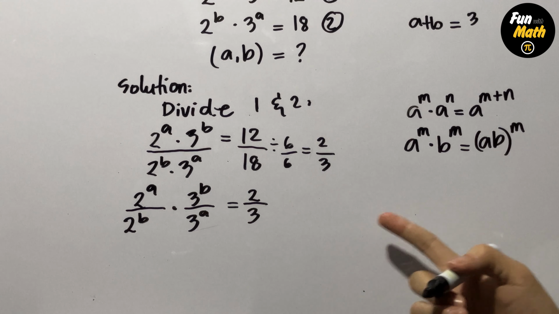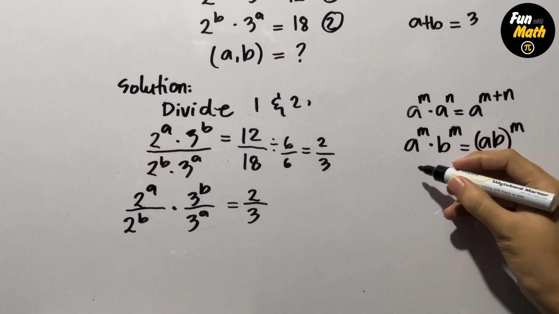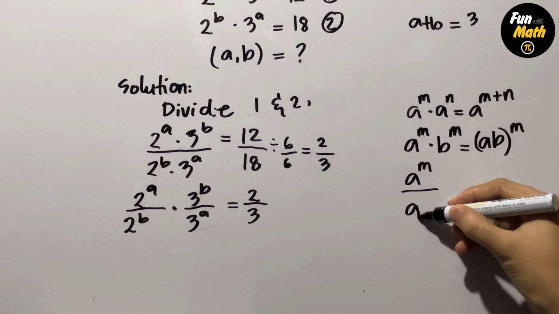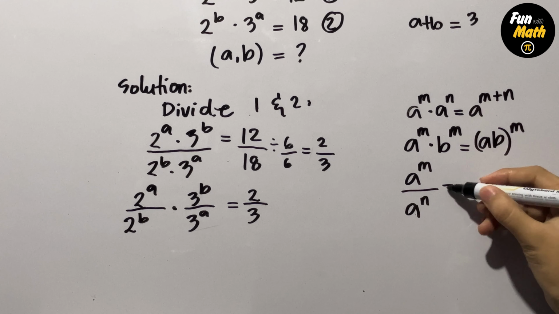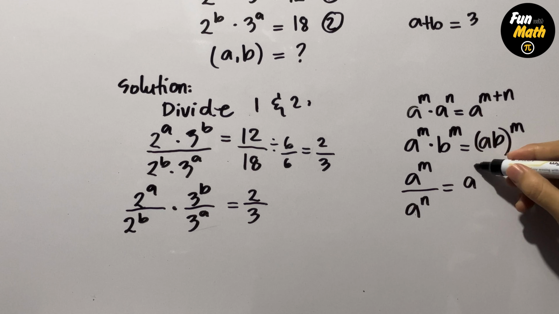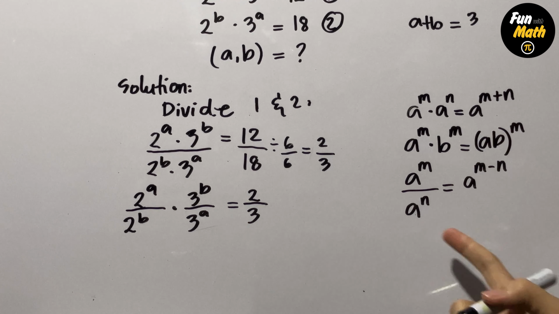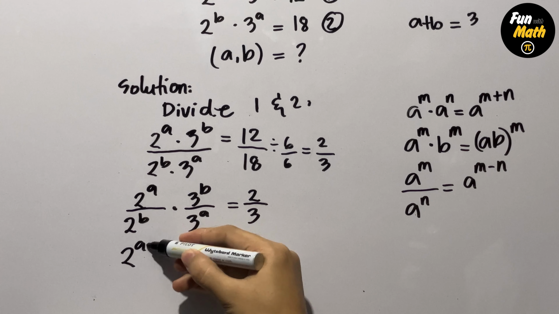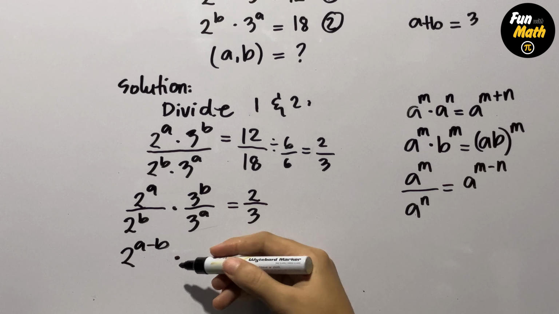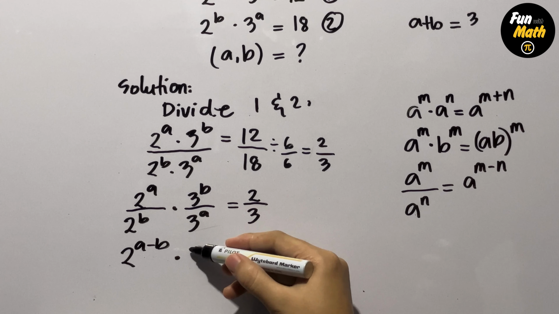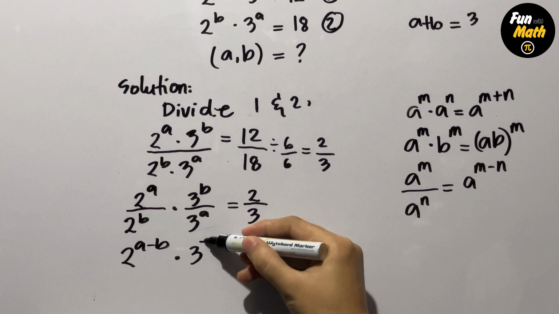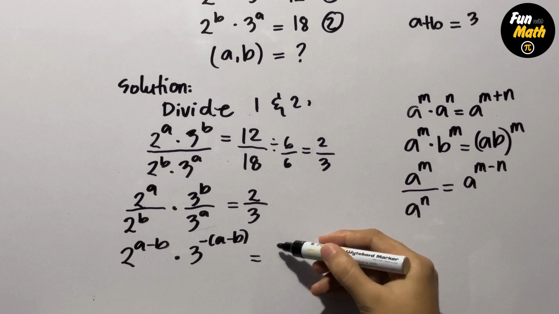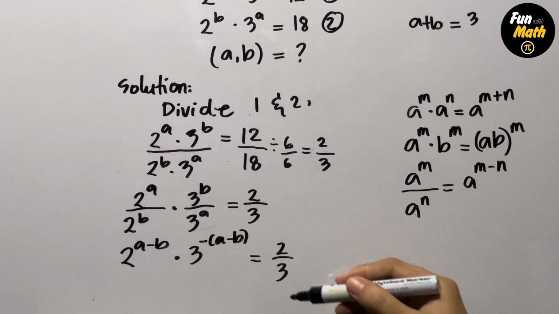Now next is another identity. We have a to the power of m over a to the power of n. That is also equal to a to the power of m minus n. So let's apply. So this is now 2 to the power of a minus b times, for this is 3 to the power of negative a minus b equals 2 over 3.